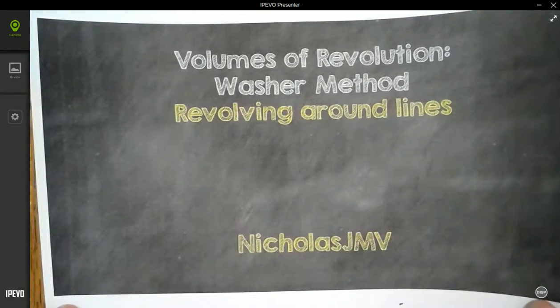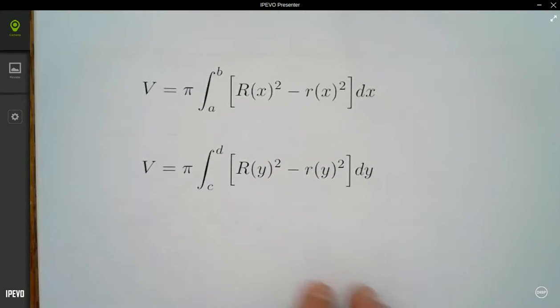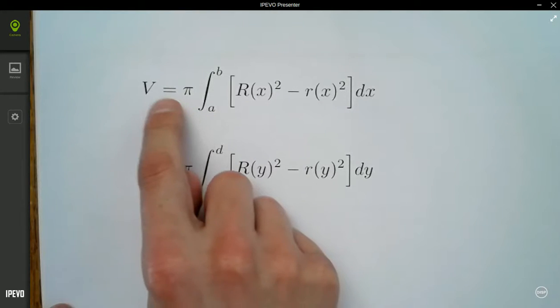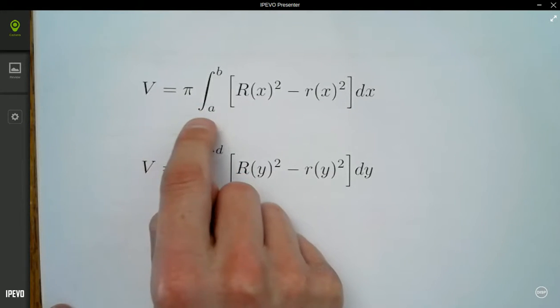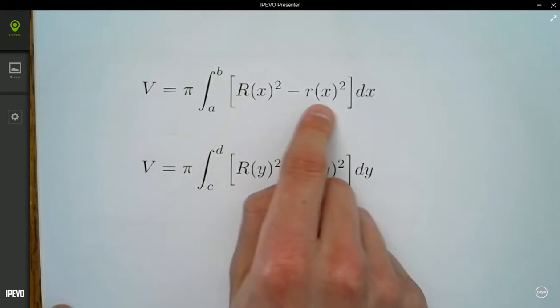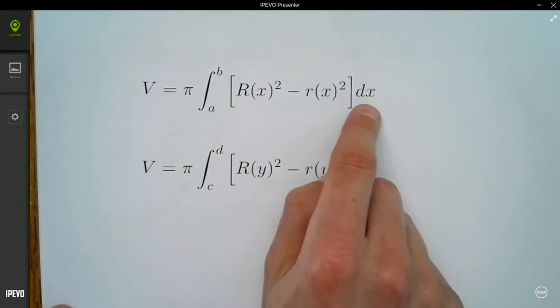Today we're going to be talking about revolving around lines, using the washer method. Just a reminder that we have two formulas that we use. When we're revolving around the x-axis or a horizontal line, the volume is equal to pi times the integral from a to b of big R of x squared minus little r of x squared, and we're integrating with respect to x.